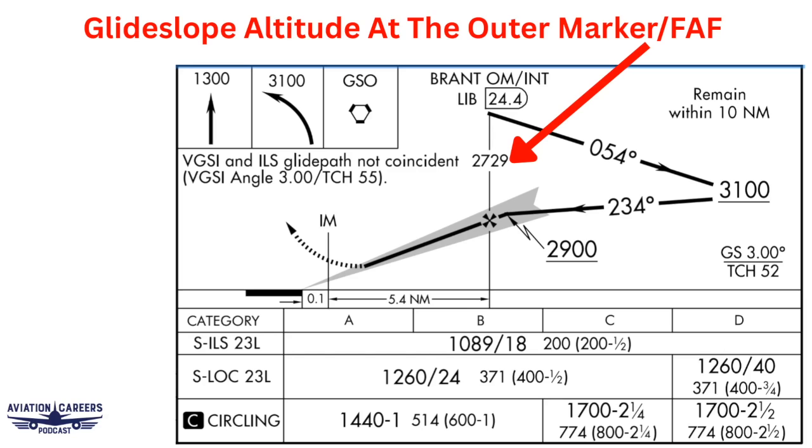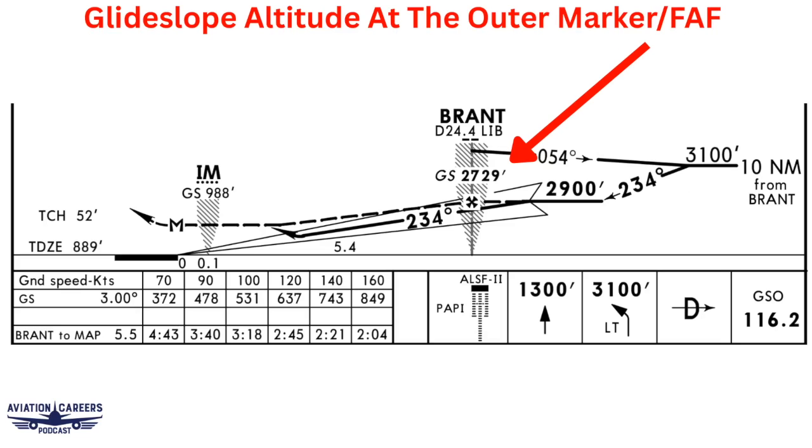Hopefully that makes sense. On our government charts, they're depicted similarly. Remember, there's the lightning bolt on the government chart, so 2,900. There's also the 2,729. That's showing you what your glide slope altitude will be at that outer marker, or the final approach fix for that non-precision approach, which is the Maltese cross. So again, that's what it looks like on the government chart. We'll go back. That's what the glide slope altitude at the outer marker looks like on the Jeppesen. This is a really cool one.